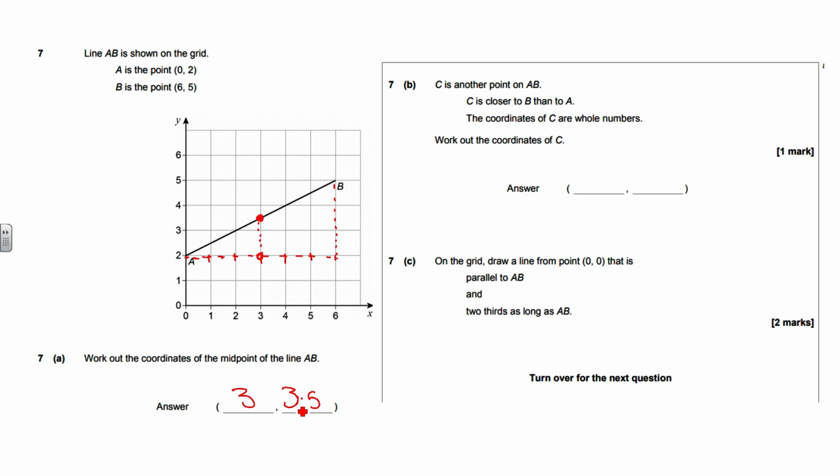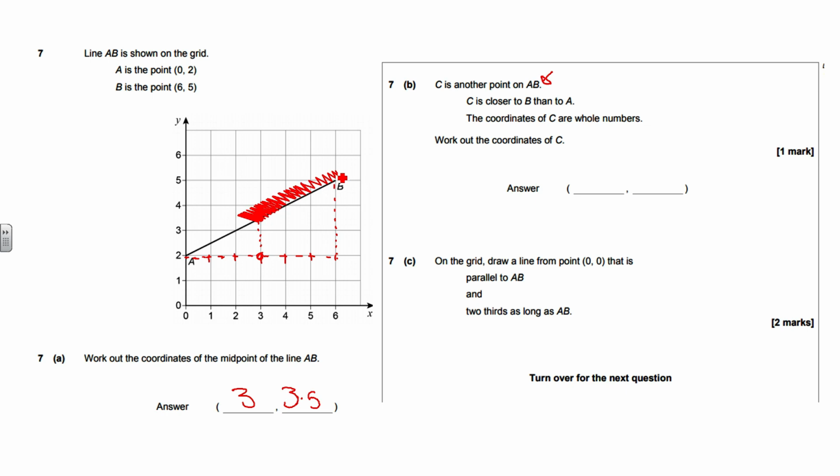Okay, 7b. C is another point on AB. C is closer to B than A. The coordinates of C are whole numbers. Work out the coordinates of C. So I thought the hardest thing to interpret there is that C is another point on AB, which basically means it's somewhere on the line. It's closer to B than A, which means it has to be on this side of the midpoint. And finally, it has to have whole number coordinates.